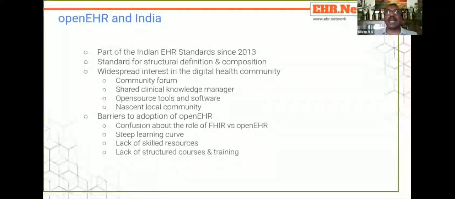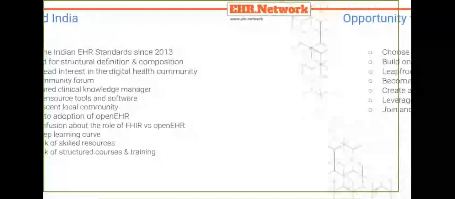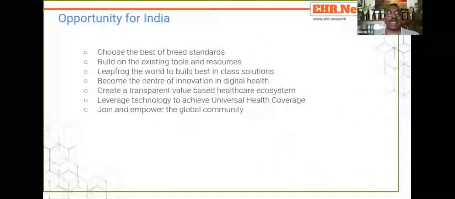Our health IT skill set has come from services that our developers have provided to the US market predominantly, where openEHR adoption has not been very common. And there is a lack of structured courses or training available for openEHR. These are all barriers that are preventing openEHR adoption in India.